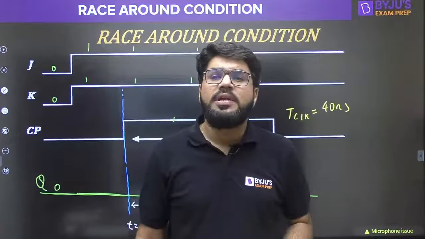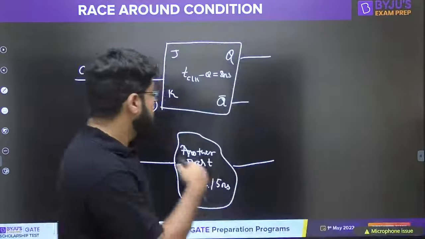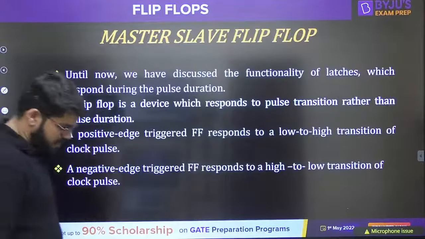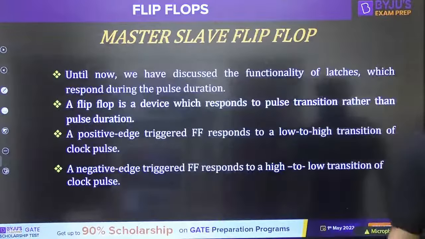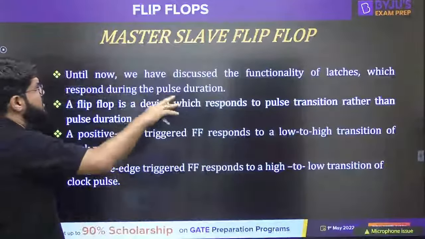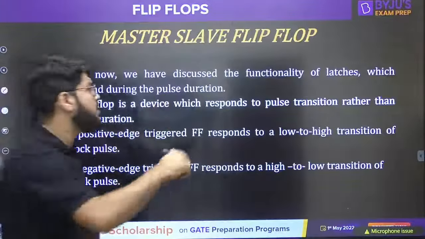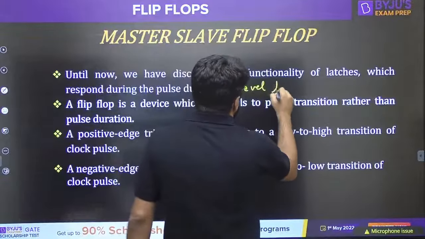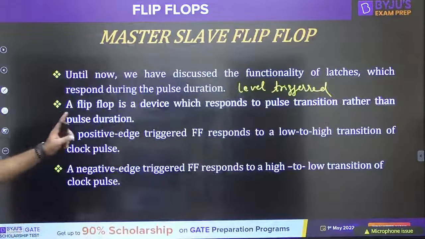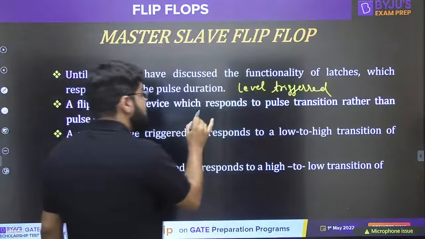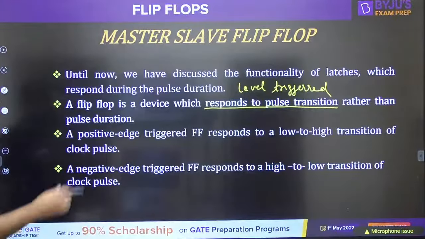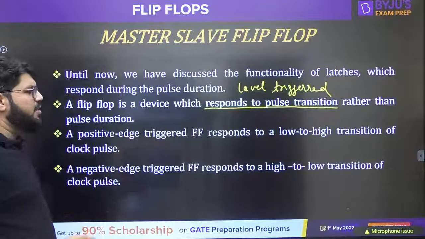Right, so the idea is to now design edge triggered devices, and let's start with the design of a master slave flip-flop. Until now we have discussed the functionality of latches, which respond during the pulse duration, level triggered. But a flip-flop is a device which will respond to pulse transition rather than the duration of the pulse, right? A positive edge triggered flip-flop can be there, a negative edge triggered flip-flop can be there.